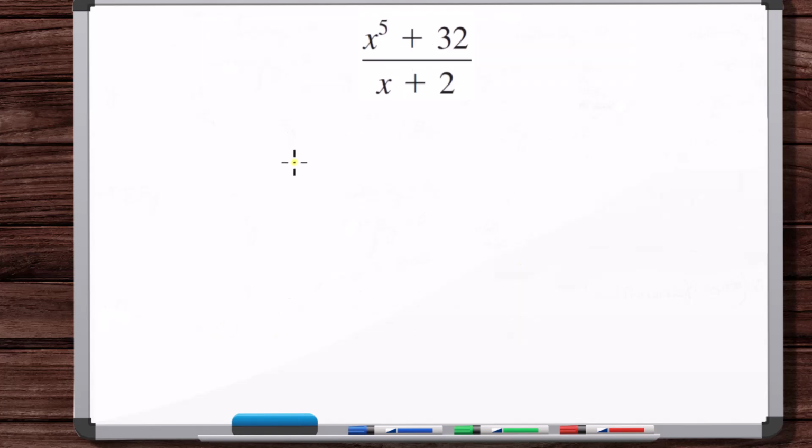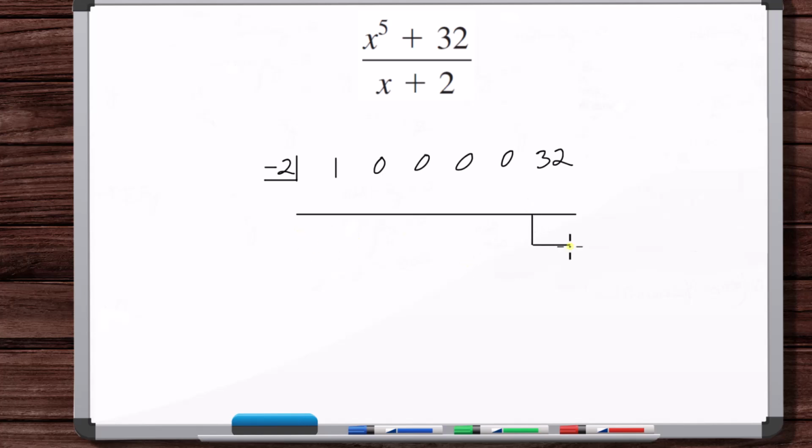Okay, here we see that the c is minus 2. Now we've got 1x to the 5th, 0x to the 4th, 0x cubed, 0x squared, 0x, 32. Okay, there's the remainder box. Bring down the 1. 1 times minus 2 is minus 2. 0 minus 2 is minus 2. Minus 2 times minus 2 is positive 4. 0 plus 4 is 4.